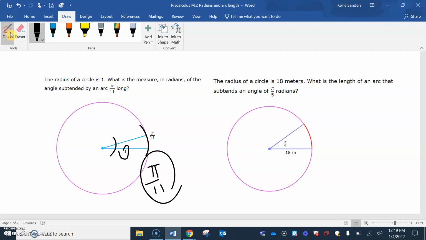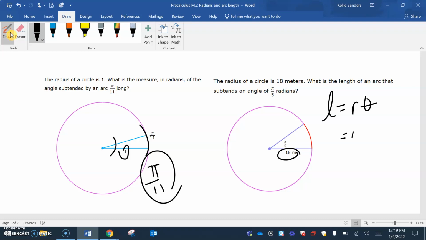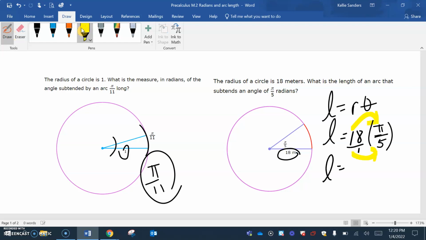But now our radius is not 1. It's something different. So we're going to have to use that formula. So we have L equals R theta. What are we given? We're given the radius is 18. The angle is pi over 5. And what is the arc length? Well, if we put the 18 over 1 and we're multiplying fractions, it's no problem. Top times top and bottom times bottom, we get 18 pi over 5.